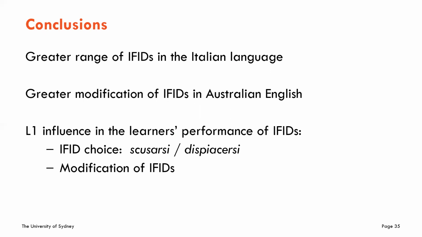And we do see L1 influence in the learners' performance of IFIDs, principally through IFID choice, so that reliance on dispiacersi on the part of the learners, rather than scusarsi, which is that canonical Italian apology, and that reliance on dispiacersi really aligning with the emphasis on the expression of regret in Australian English, "I'm sorry". And then in terms of the modification of IFIDs, we see that when the learners do use modifiers, they do it in a way which aligns with the English speakers rather than the Italian native speakers.